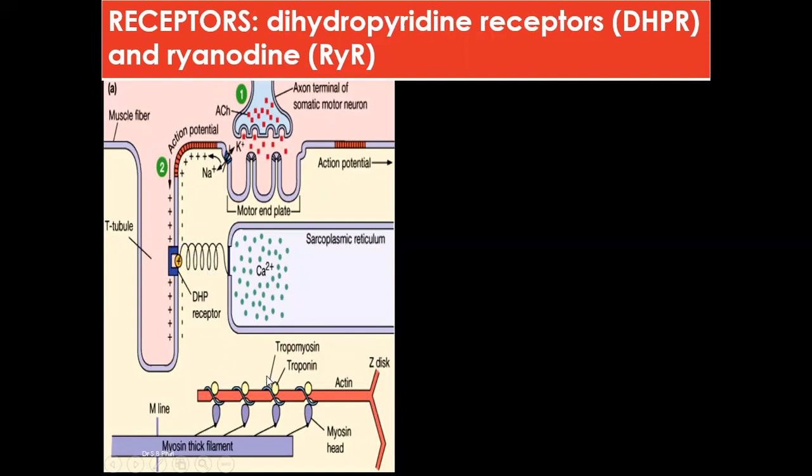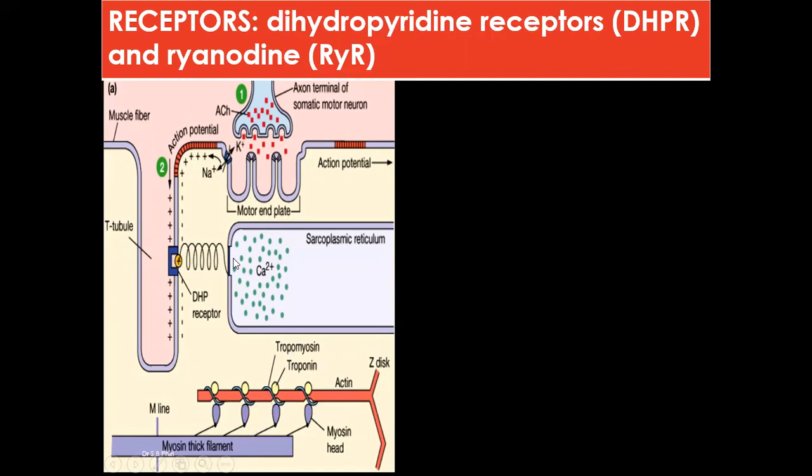That calcium can bind to troponin C, causing change in the troponin complex, moving away the tropomyosin, exposing the binding sites. Then there will be interaction between myosin and actin. That will bring about shortening of the sarcomere, hence skeletal muscle contraction. But we're not getting there yet.